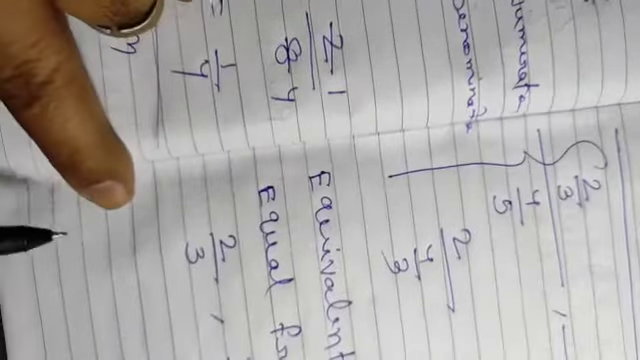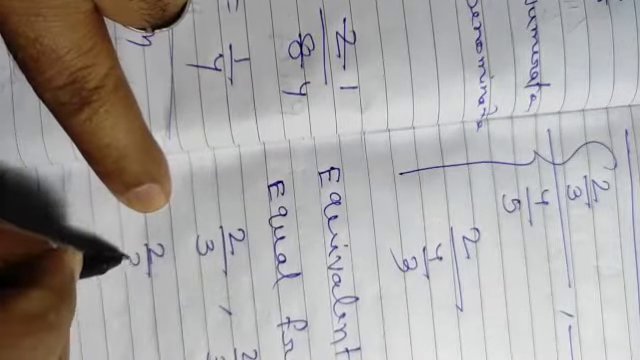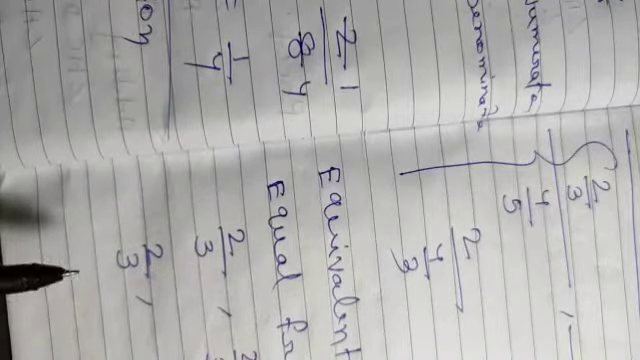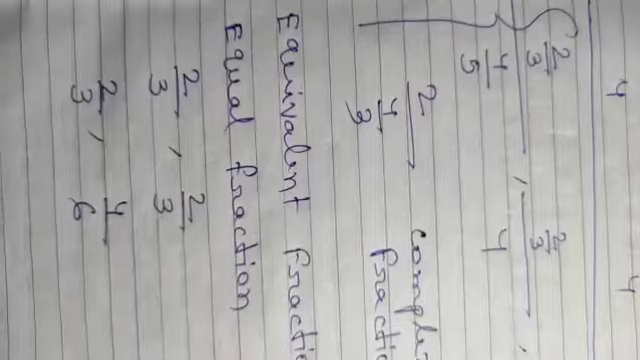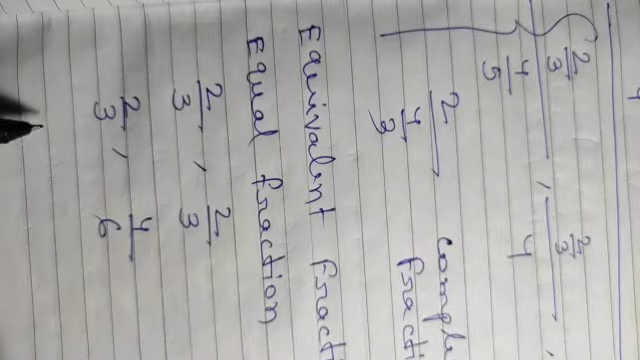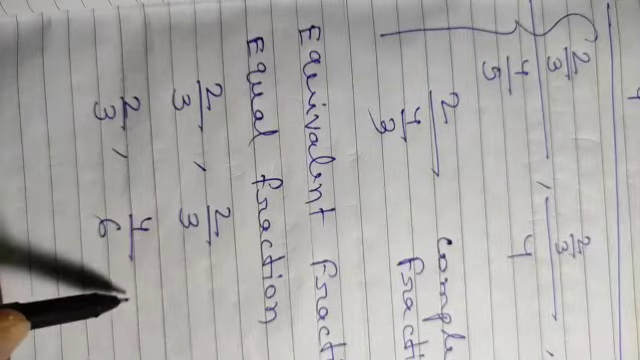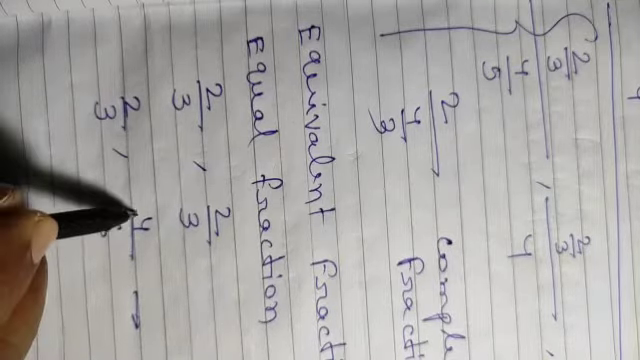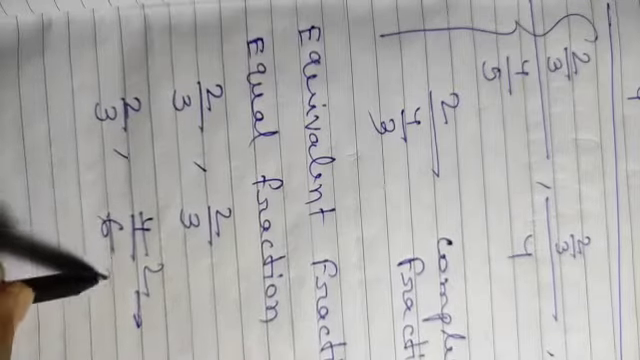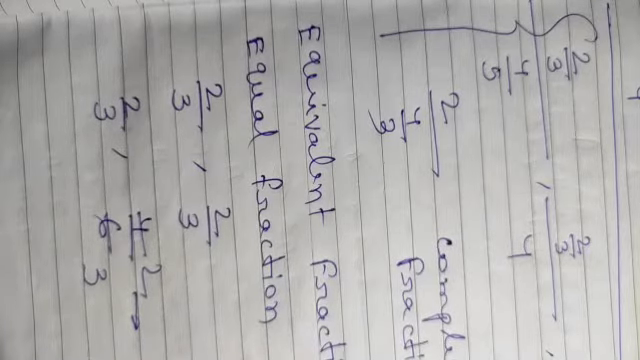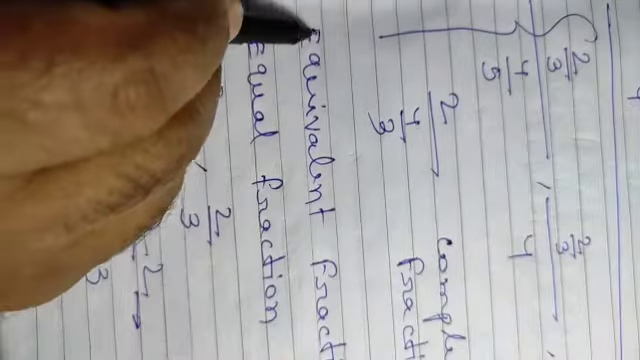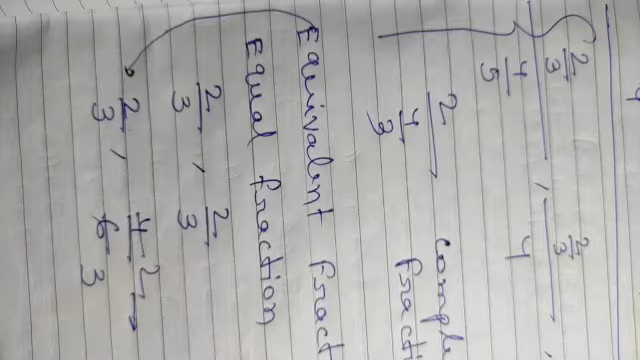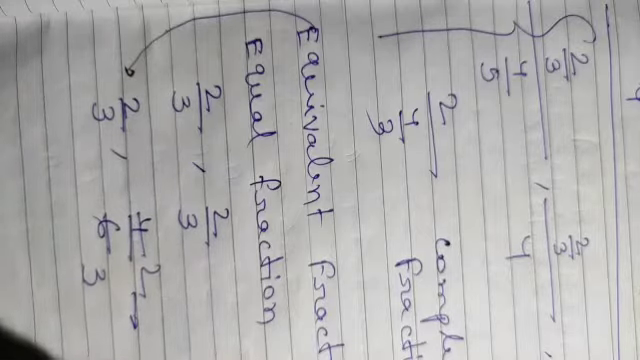But if I am writing 2 by 3 and 4 by 6, try to understand. 2 by 3 and 4 by 6. Are they equal? If we see, these fractions are not equal. But if we cancel it, 2 twos are 4 and 2 threes are 6, then only it will become equal. So this type of fraction, 2 by 3 and 4 by 6, is called equivalent fraction.